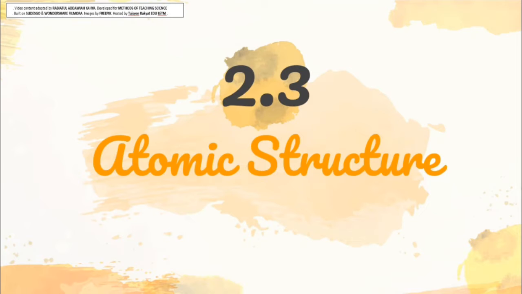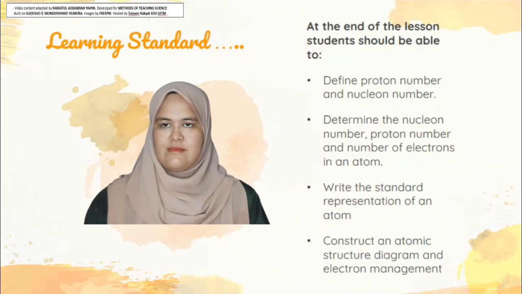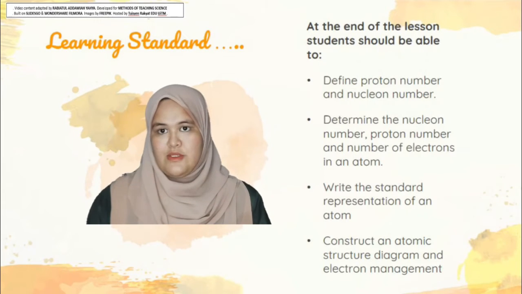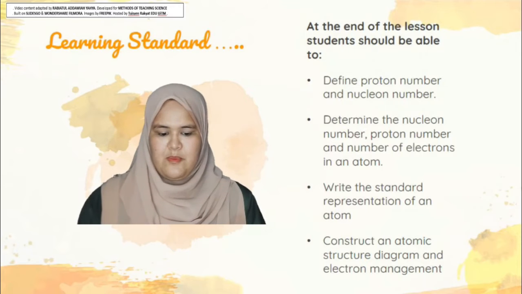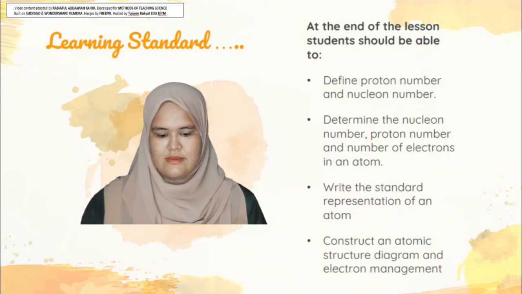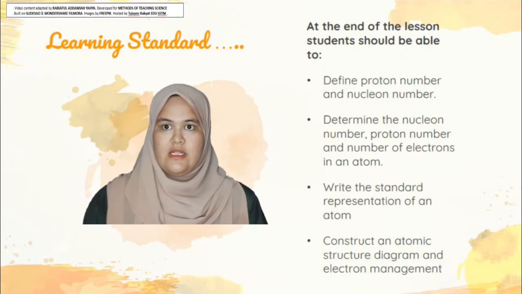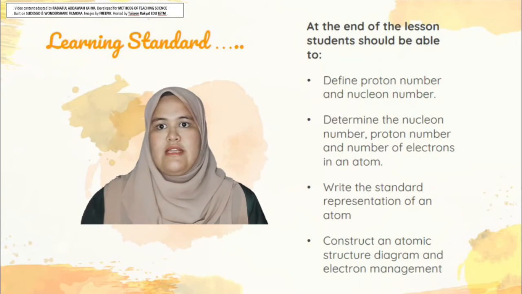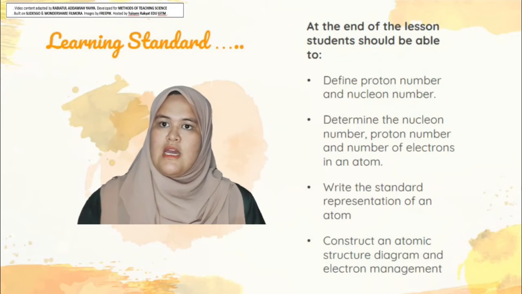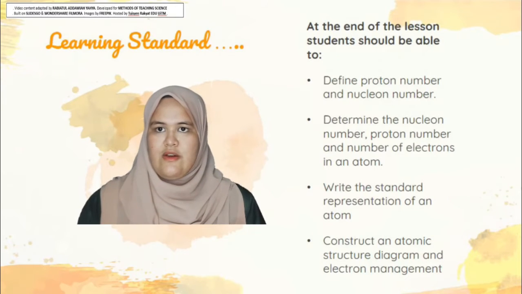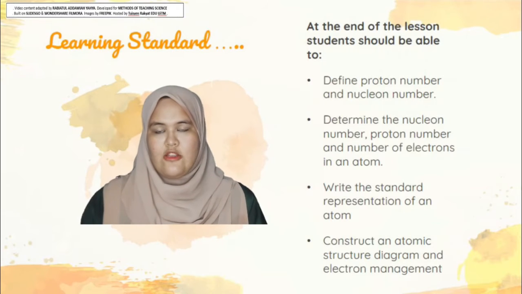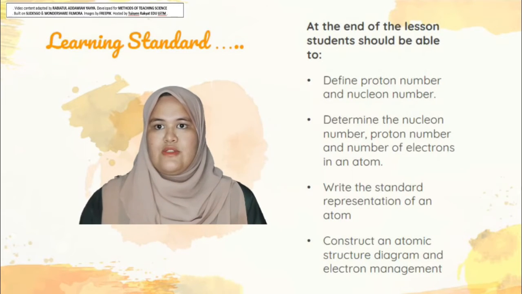2.3 Atomic Structure. At the end of the lesson, students should be able to define the proton number and nuclear number, determine the nuclear number, proton number, and number of electrons in an atom, write the standard representation of an atom, construct an atomic structure diagram, and electron arrangement.